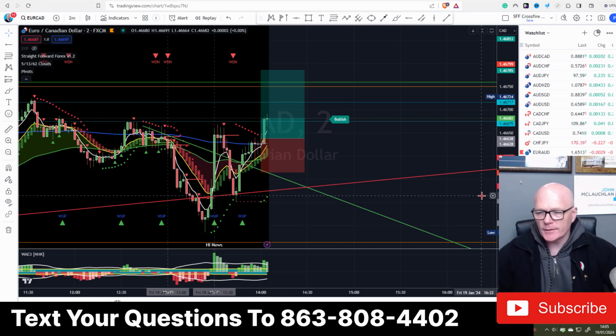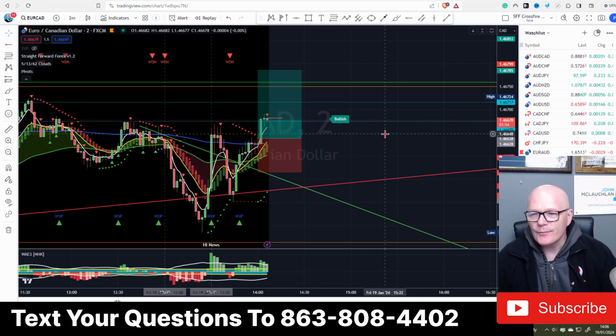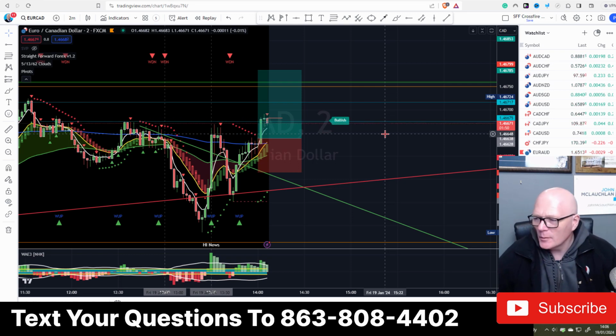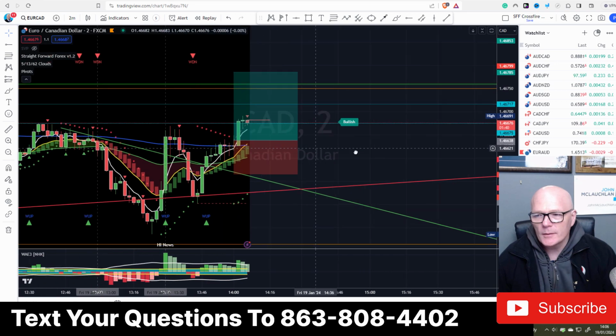Oh Christ, I need a new office chair. Although it hasn't done too bad, it's only about 26 years old, so maybe treat myself to a new one. Let's zoom in on this so we can see it a bit easier.